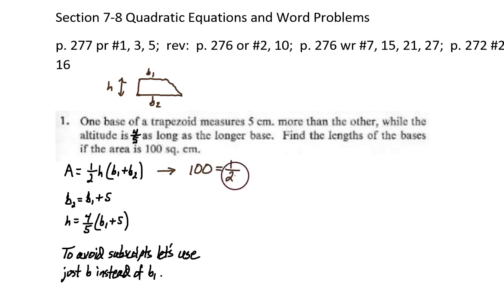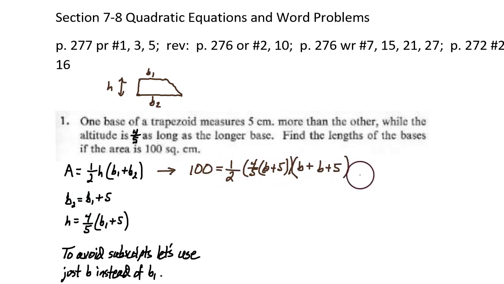On this side, for the letter H, we're able to fill in 4/5 times B plus 5. And for B1, remember we just decided to use the letter B. And for B2, we can fill in B plus 5. So I'm taking the equation for area of a trapezoid and making substitutions. For area, 100. For h, I'm putting in this expression that we figured out. And for B2, I'm filling in this expression.